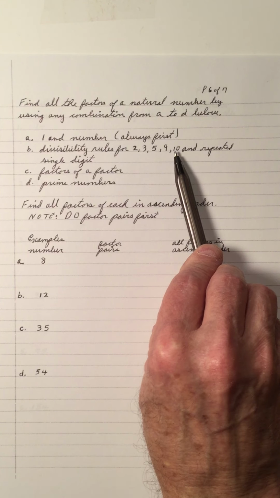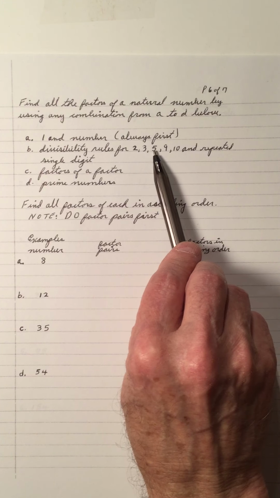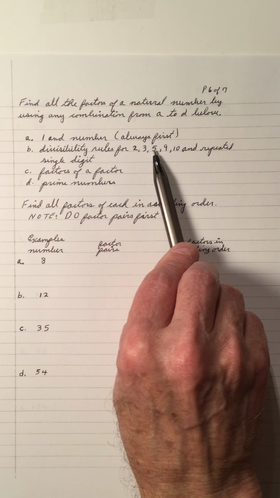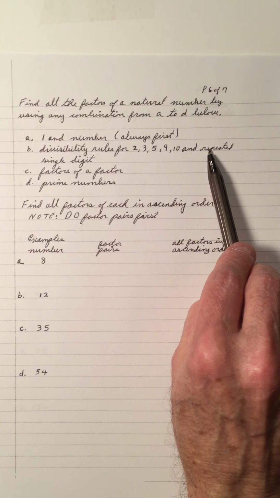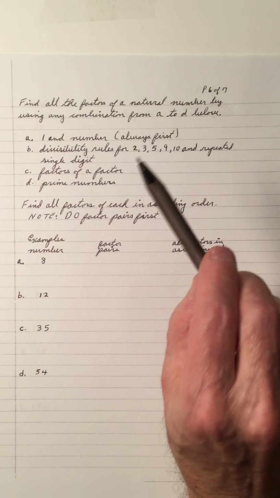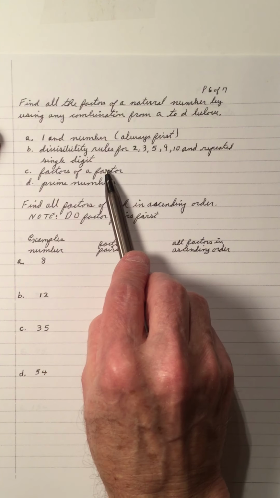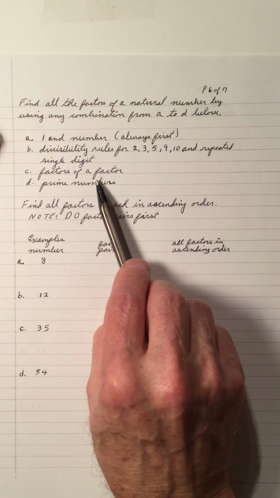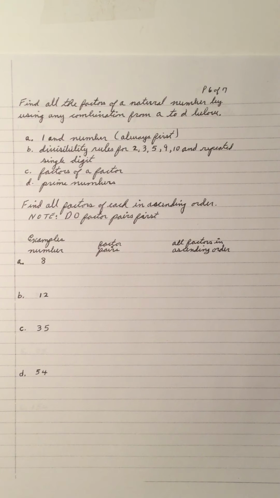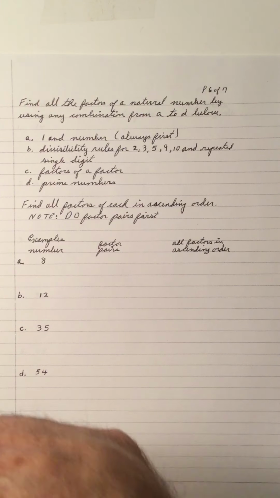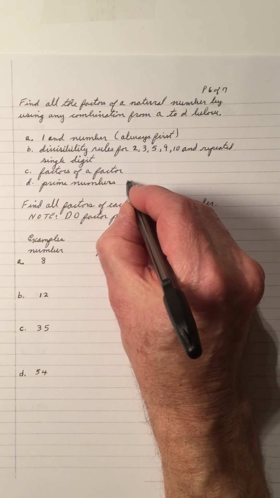10, it ends in a 0. Let's go back to 5. If a number ends in a 5 or a 0, it's divisible by 5. Little error there. And we can also have repeated digits like 444 or 777. C, factors of a factor that we just discussed. And then also, we look for the prime numbers. So if we can't get the normal ones like 2s and 3s and 5s and 9s and 10s, then we look for the prime numbers.